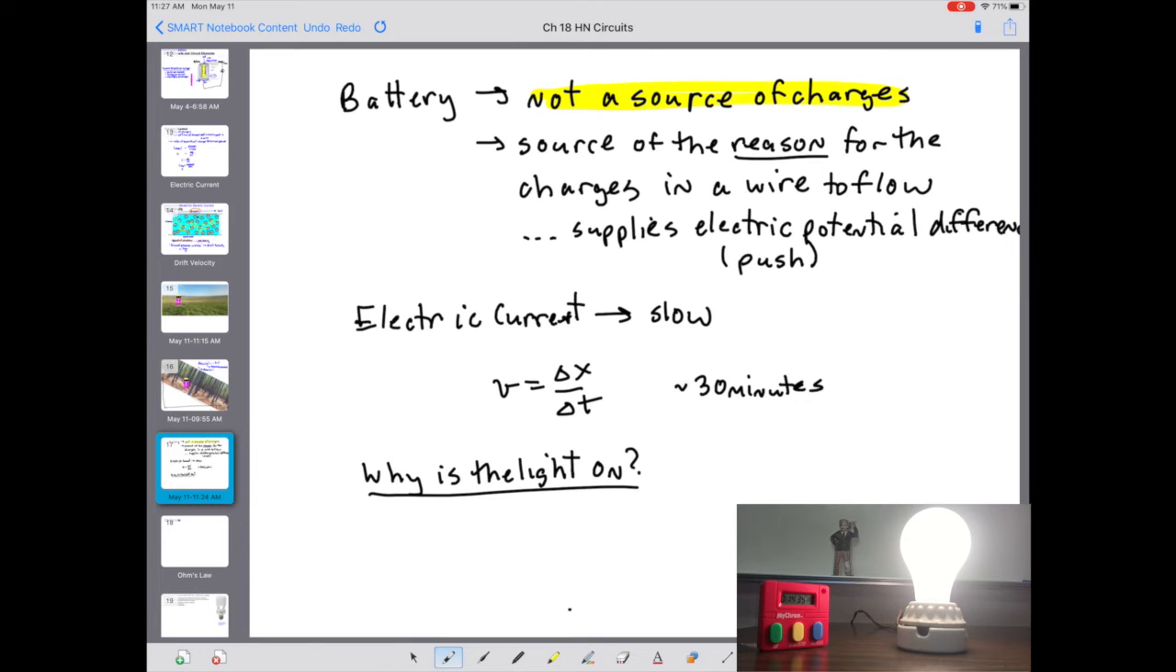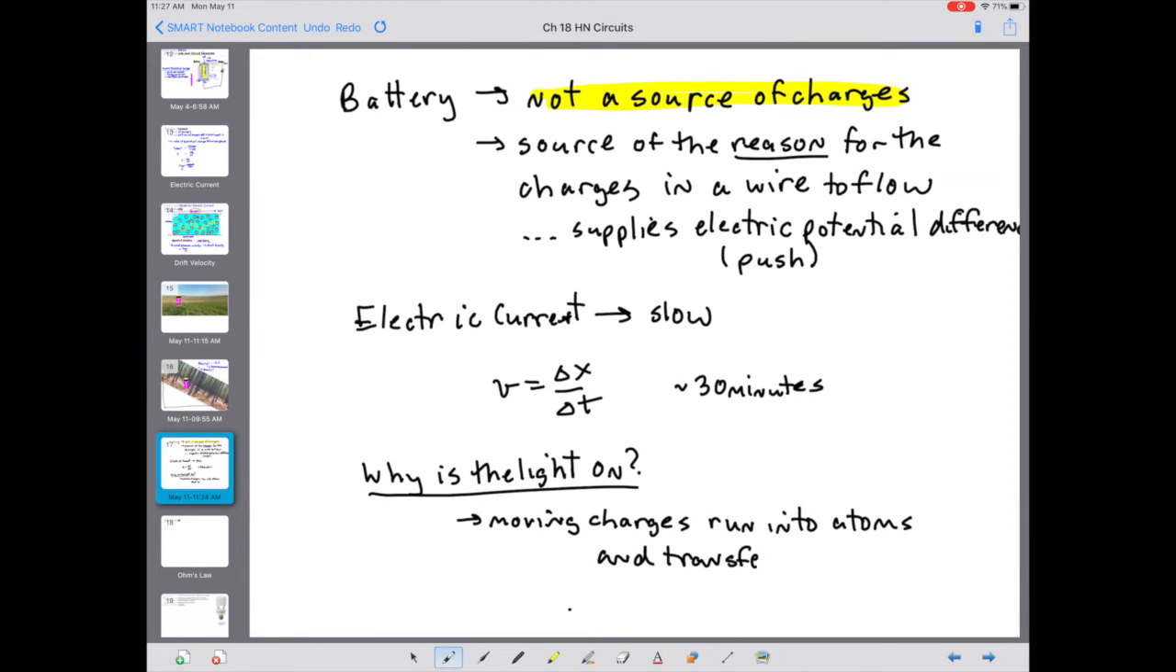Now, once they move, and think back to the analogies, those moving charges run into atoms, and in running into the atoms, they transfer energy. That's what an electric current is all about. Motivate your charges to move, get them to run into things, and transfer that energy.